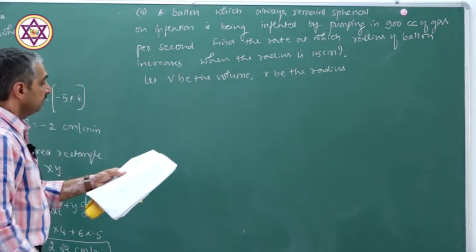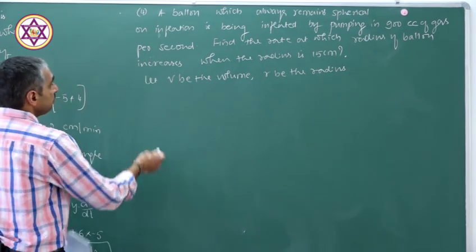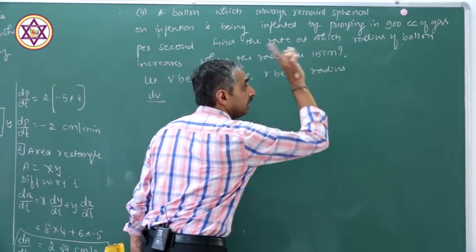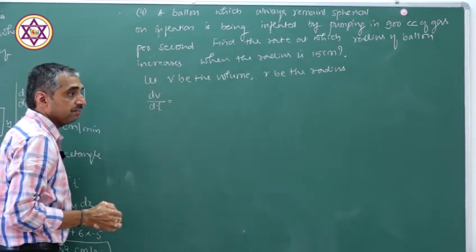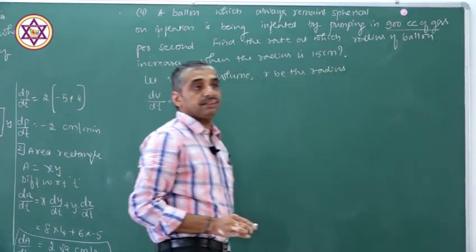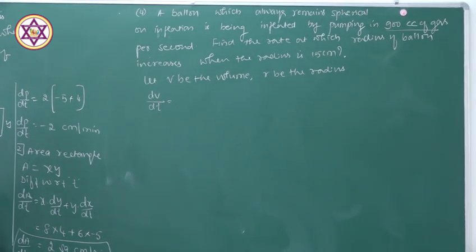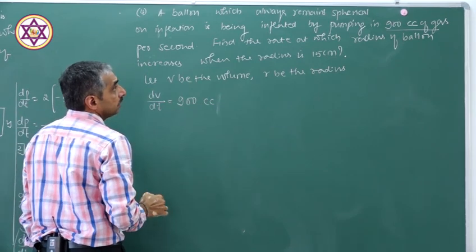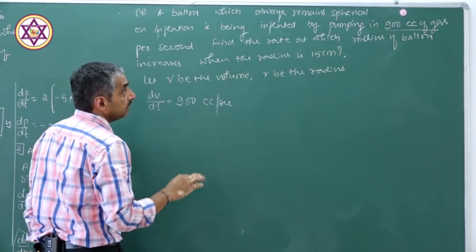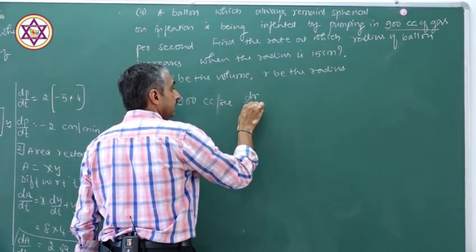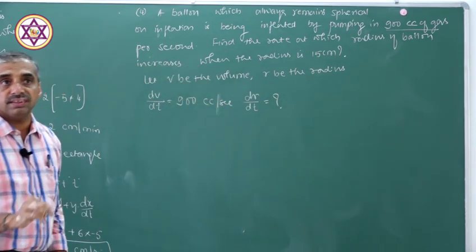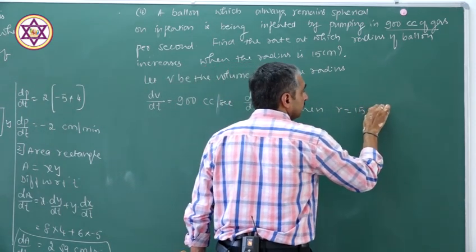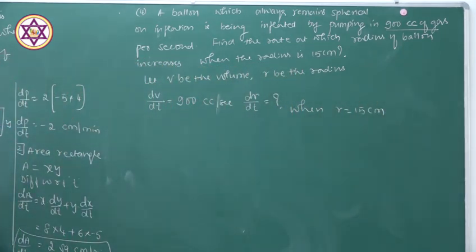So, now how much is given? Volume is given, that is dV by dt. On inflation it is inflated by pumping 900 cubic centimeter. How can you identify cubic centimeter? That is always volume. Areas mean surface area or area, it is always in square centimeter. So, dV by dt is 900 cubic centimeters of gas per second. Find the rate at which the radius increases. We want to calculate dr by dt, rate of change of radius, when r is equal to 15 centimeter.